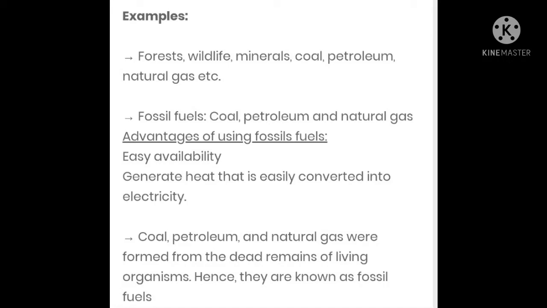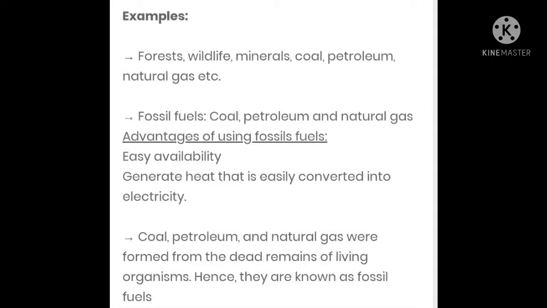Coal, petroleum, and natural gas were formed from the dead remains of living organisms. It might be plants, it might be animals, it might be aquatic plants, all the living creatures which are present on this earth.